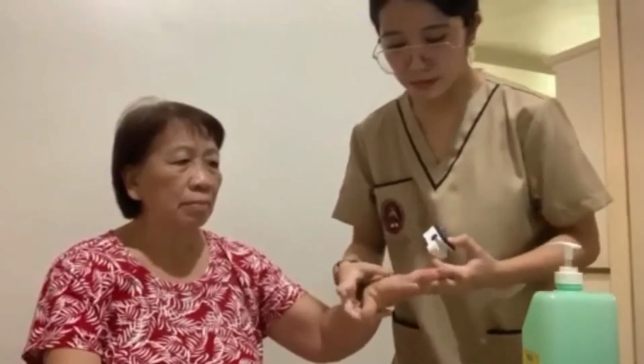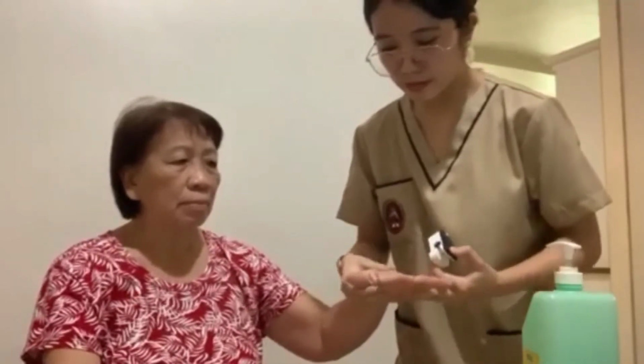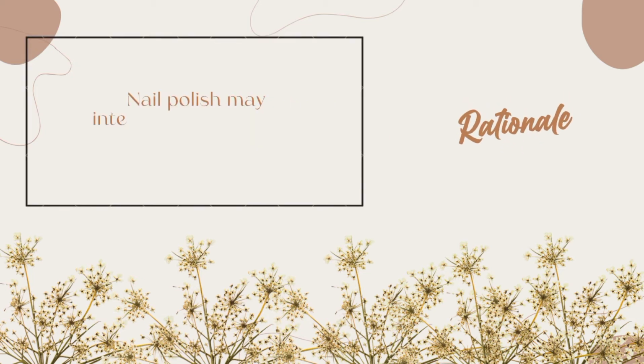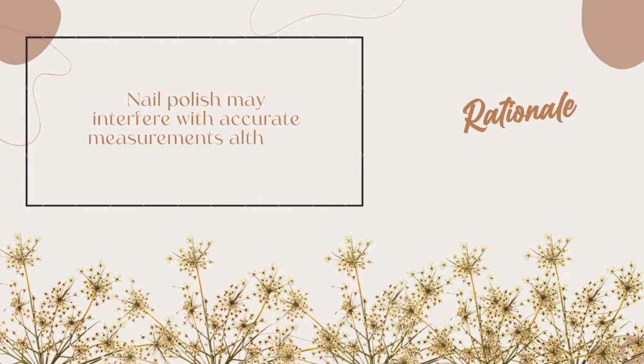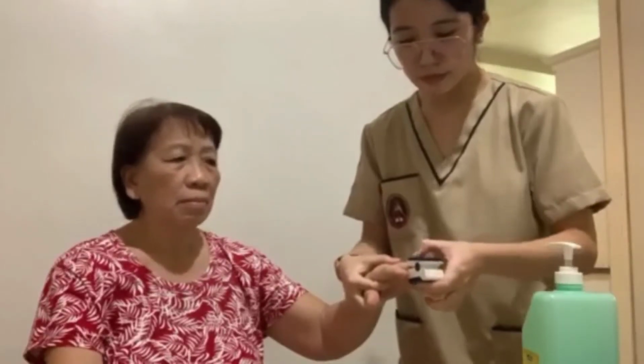And then preparing the site. If visibly soiled, we clean the site before applying the sensor. It may be necessary to remove a female client's dark nail polish because nail polish may interfere with accurate measurements, although the data about this are inconsistent. Alternatively, position the sensor on the side of the finger rather than perpendicular to the nail bed.